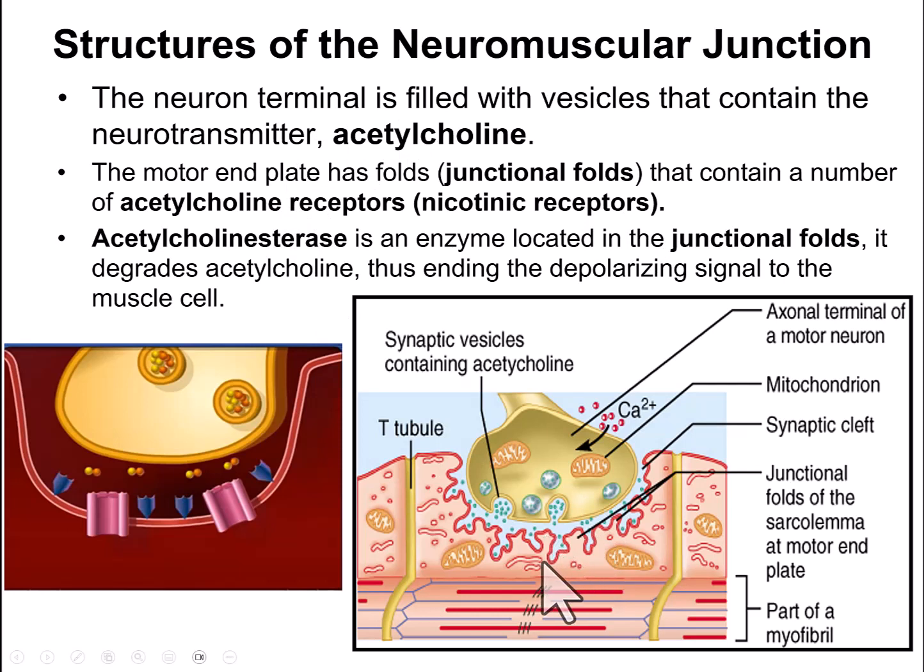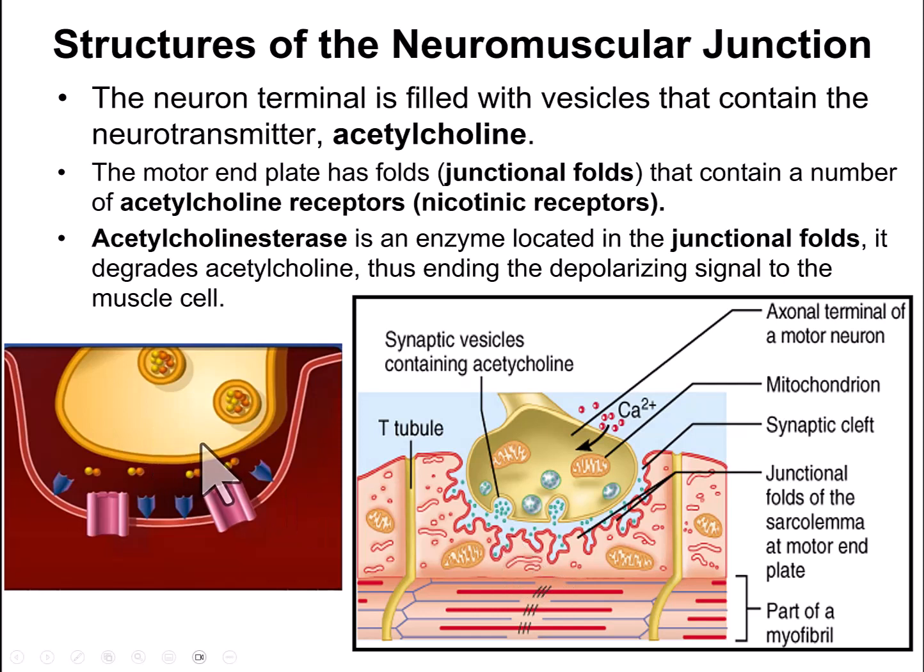Also in here, along with those acetylcholine receptors, is an enzyme called acetylcholinesterase. You want to make sure you star this. Acetylcholinesterase is an enzyme that's located in these junctional folds, and what it does is it degrades acetylcholine, thus ending the depolarization signal to the muscle cell.